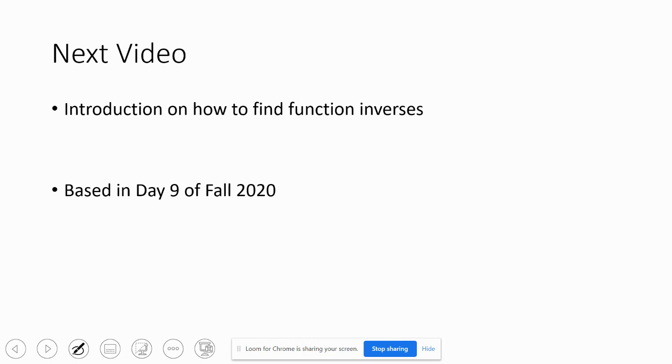Okay, the next video will lead into the idea of inverse functions, which are all one-to-one functions. Just like this one covered one-to-one functions, it'll cover inverse functions. This is based on day 9 of fall 2020.